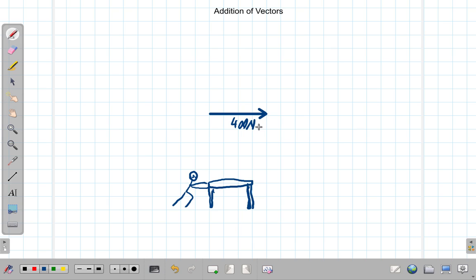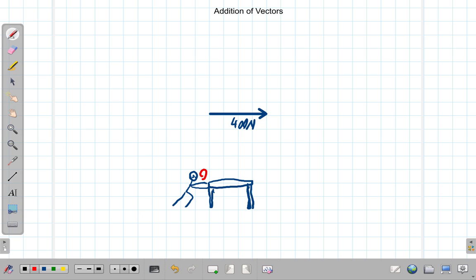400 newtons is a little less than the amount of force that you can use to lift a bag of thin set that is used to lay tiles. Alright? It's about 50 pounds or so. 400 newtons is a little less than 50 pounds of force. So you're pushing the table. Then you have a friend who comes along to help you to push that table.